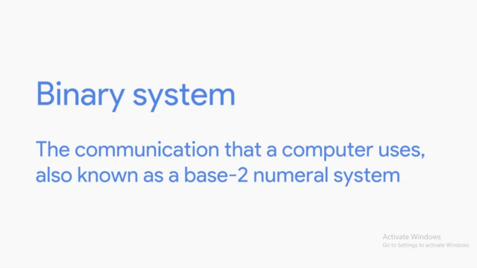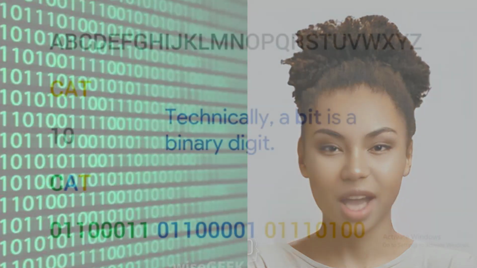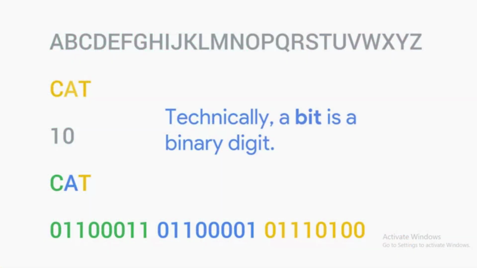Wowza! The communication that a computer uses is referred to as binary system, also known as base 2 numeral system. This means that it only talks in ones and zeros. You may be thinking, okay, my computer only talks in ones and zeros. How do I communicate with it? Think of it like this. We use the letters of the alphabet to form words, and we give those words meaning. We use them to create sentences, paragraphs, and whole stories. The same thing applies to binary, except instead of A, B, C, and so on, we only have 0 and 1 to create words that we give meaning to.